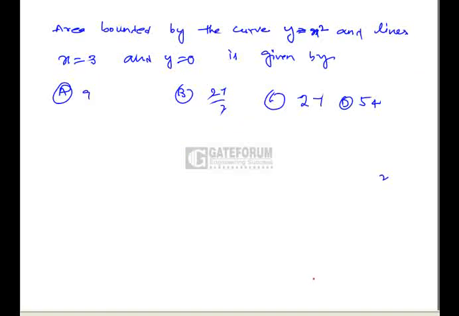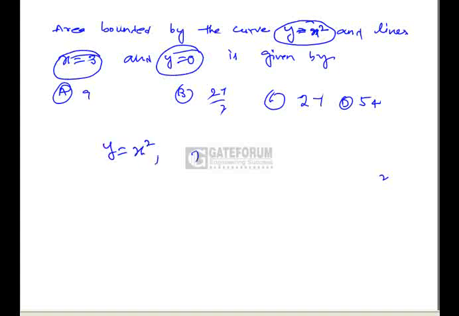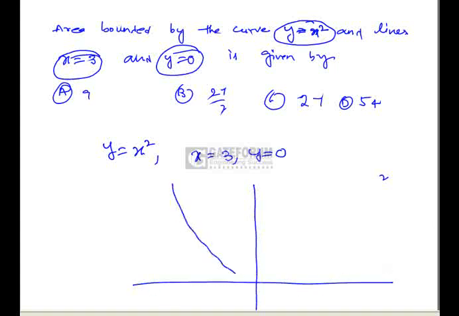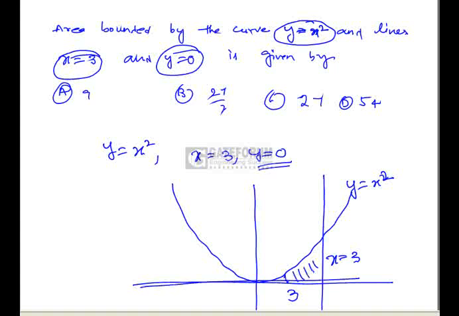Problem. We have to find the area covered by the curve y is equal to x square between the lines x is equal to 3 and y is equal to 0. We know that y is equal to x square is a parabola symmetrical along the positive y axis, so the parabola will be something like this. Now x is equal to 3 is a line parallel to the y axis at a distance of 3 units, and y is equal to 0 is nothing but the x axis. So we have to find this area.